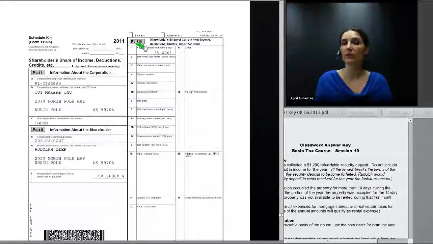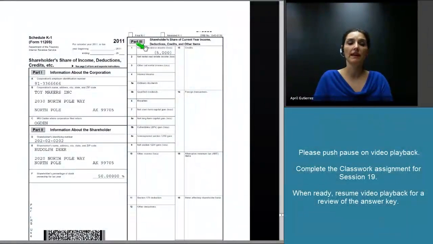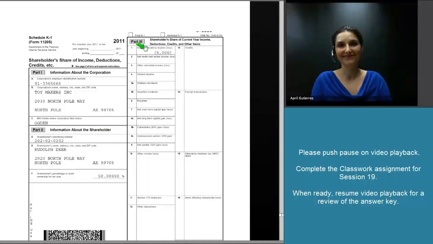So your job at this point is to push pause on video playback and complete Rudolph's tax return. When you are finished completing Rudolph's tax return, please resume video playback for a review of the answer key.